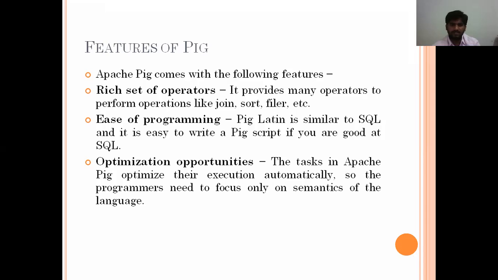Then optimization opportunities. We have to know about what optimization is, and the intermediate code representation. These are very popular terms in compilers and programming languages. The tasks in Apache Pig optimize their execution automatically, so the programmer needs to focus only on the semantics of the language.